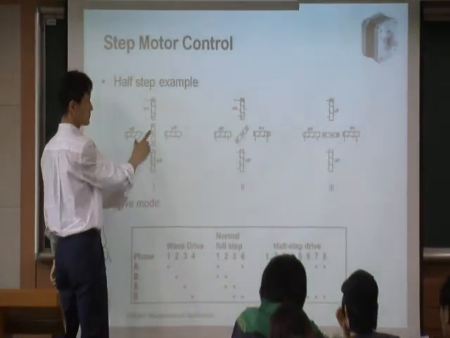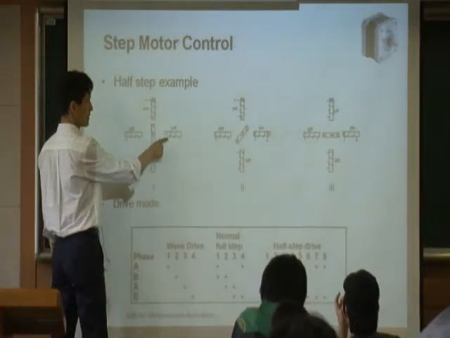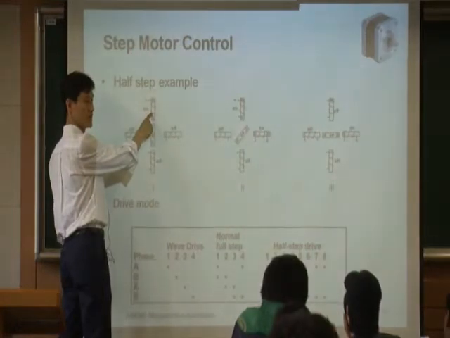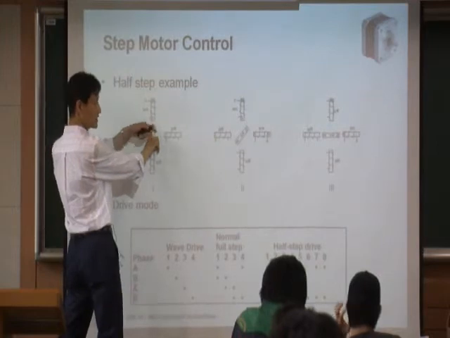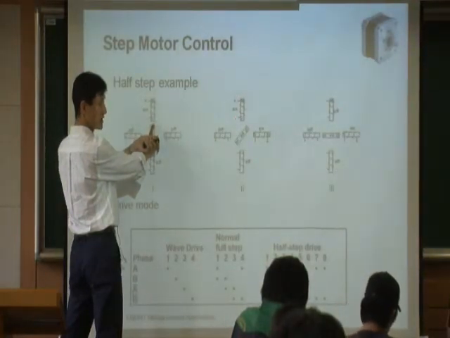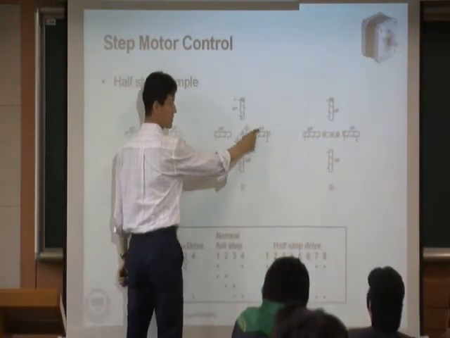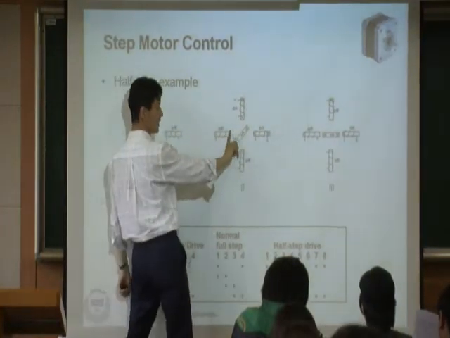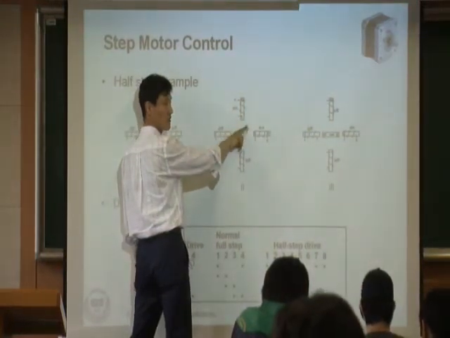In half step, we can start the same way. These 3 magnets you turn off and you turn on only this one. Then the middle one goes like this, right? And the next time, you leave this magnet on, and this one you also turn on. You turn on these 2, right? This one was already on, and now you turn on this one. Then it was like this, but now it's rotating half, 45 degrees.